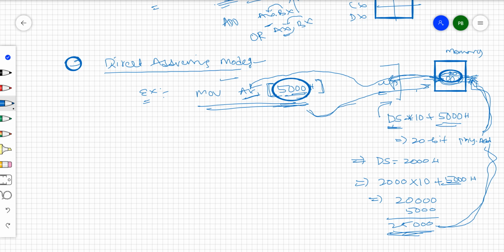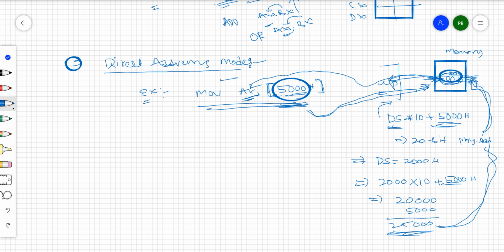While addressing an external memory location in the data segment, whatever we place in the brackets acts like an offset address to generate a 20-bit physical address. That 20-bit physical address is going to address one memory location in the external memory. This is the way of directly addressing one external memory location to get the data into the destination register.